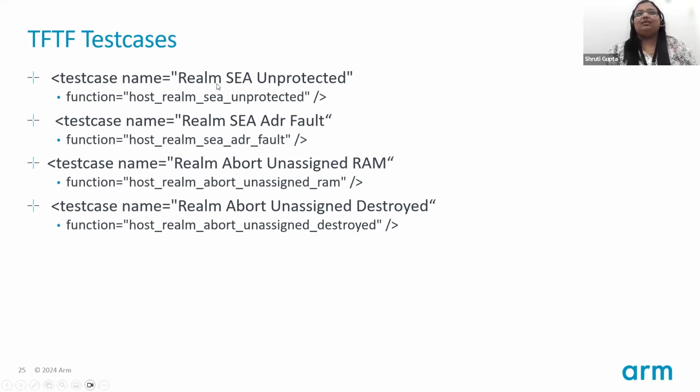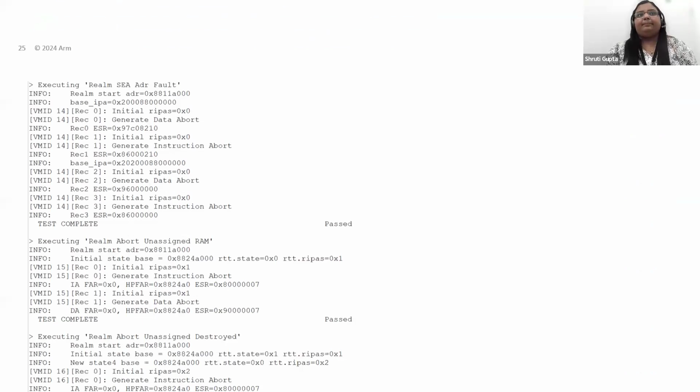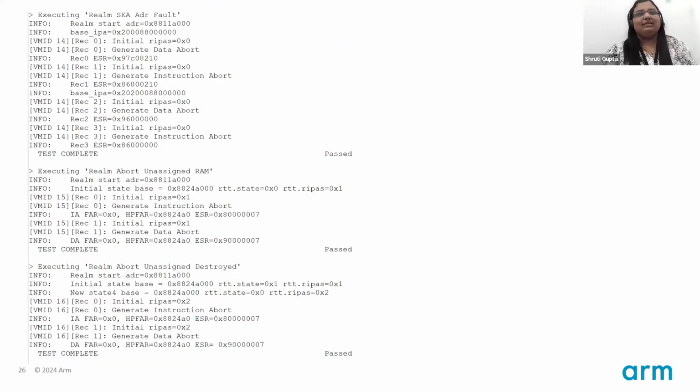What is the behavior of unprotected SEA, or these test cases try to access something and cause an abort. This is a quick snapshot of these tests, how a realm abort is generated. And from the host side, we return back the ESR and the FAR registers, and the host validates that, okay, the realm generated a data abort, and validates the behavior.